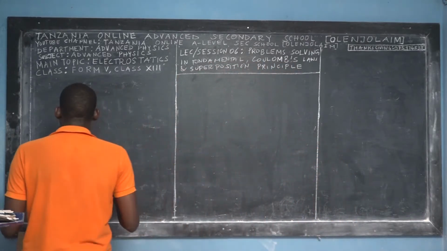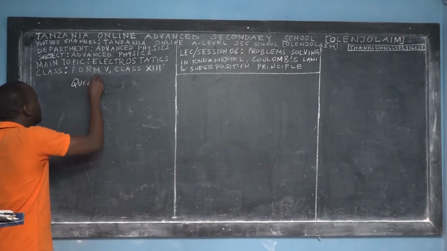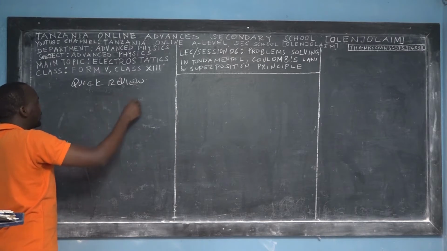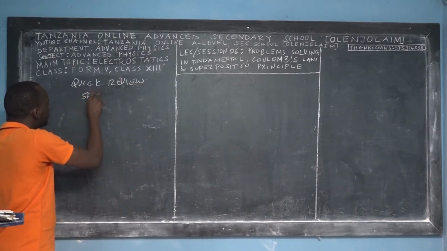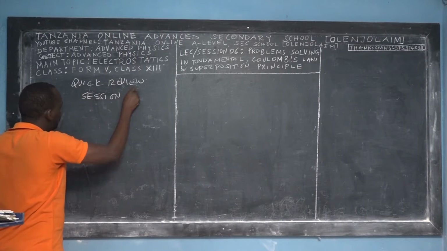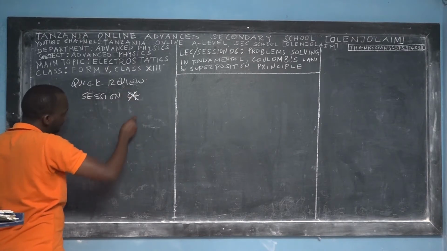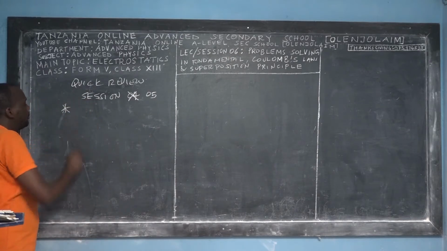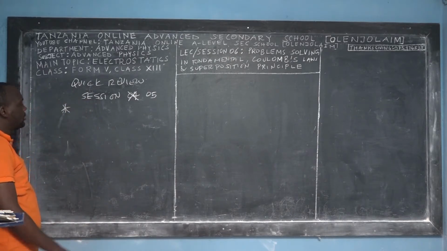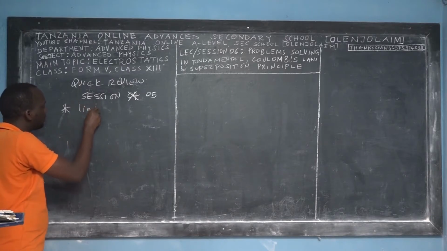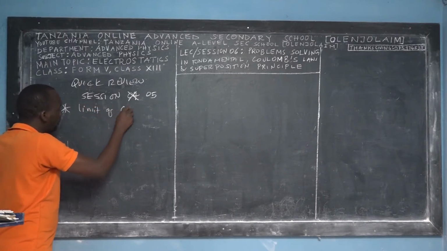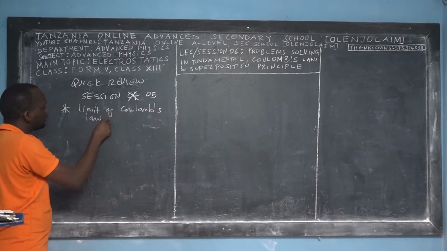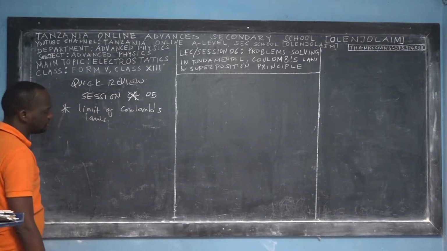Let me do a quick review. Firstly, I made a mistake on labeling. I labeled the previous session as session 04. Simply in your mind, cut 04 and write 05. In the previous session, I presented the limits of Coulomb's law, the law which deals with two charges.